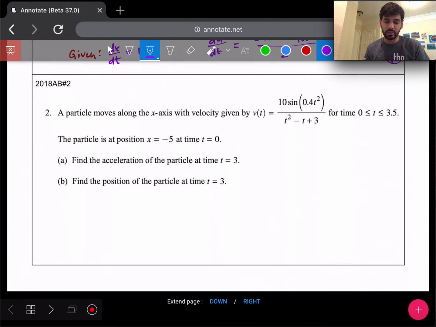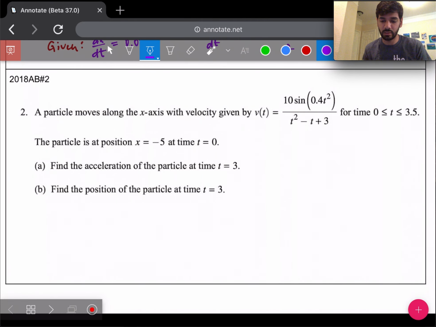The next problem is number 2 from the 2018 test. This one is talking about a particle that's moving. So if you have a moment, go ahead and pause it, read the question in full, and then we'll work the problem.